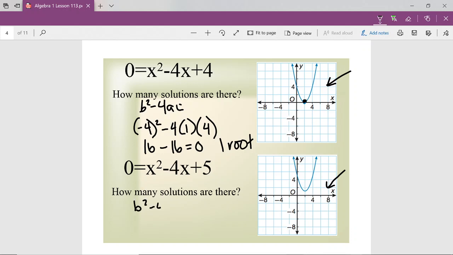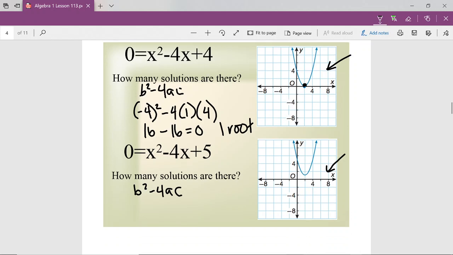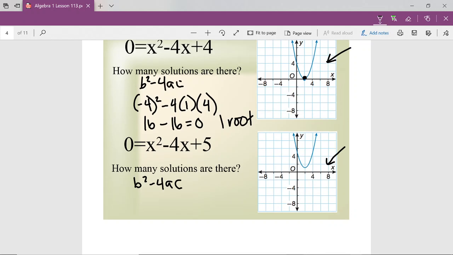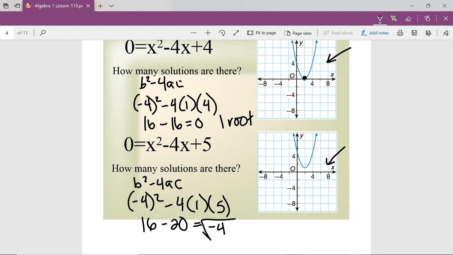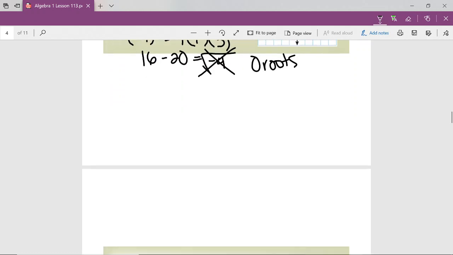All right, how about this next one? B squared minus 4ac. We're looking for potentially no roots based on the picture. So we have b squared, so negative 4 squared, minus 4 times 1 times 5. We get 16 minus 20. That gives us a negative 4. Since if I were to take the square root of negative 4, it would give me an imaginary number, I have 0 roots. And that's true based on that picture.